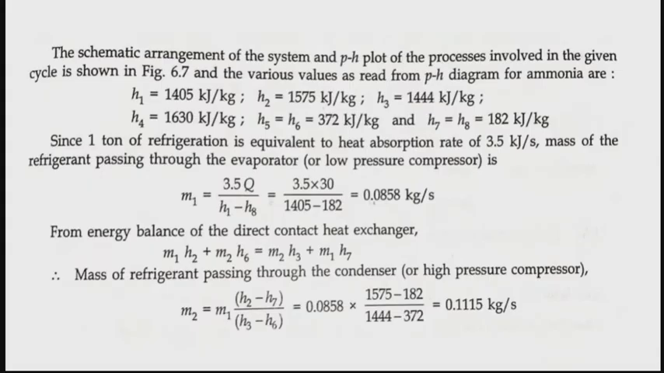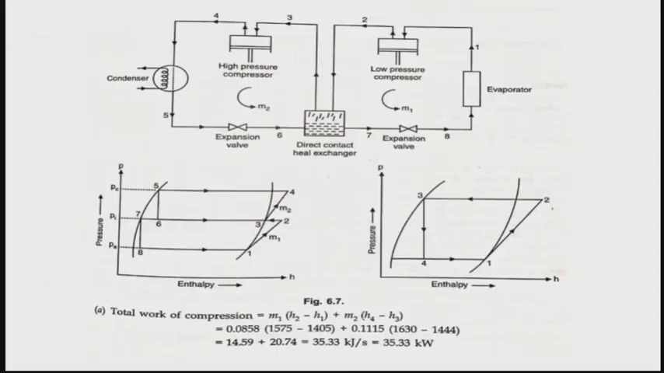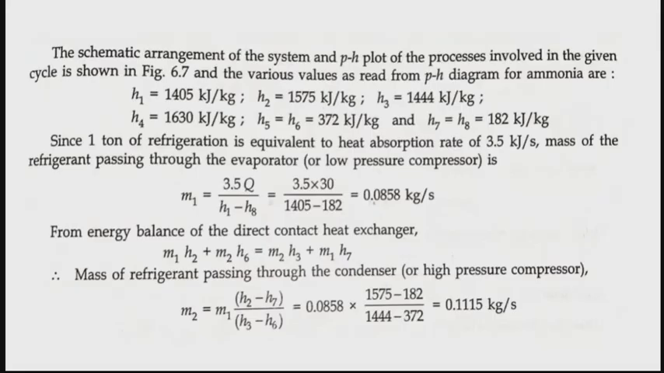That is here actually. So M1 into H2 plus M2 into H6 is equal to M1 into H3 plus M1 into H7. Now, the mass of the refrigerant passing through this condenser: from the condenser formula you get M2 equal to M1 into (H2 minus H7) divided by (H3 minus H6). You will get the numericals, and 0.1115 kilogram per second is the M2 mass. So M1 and M2 masses you will get.